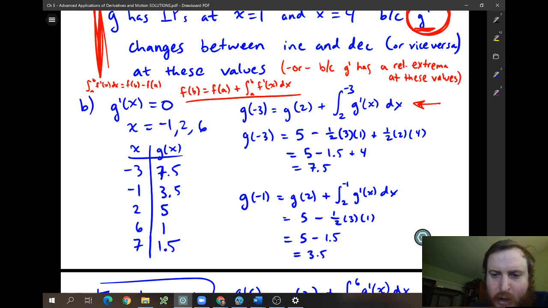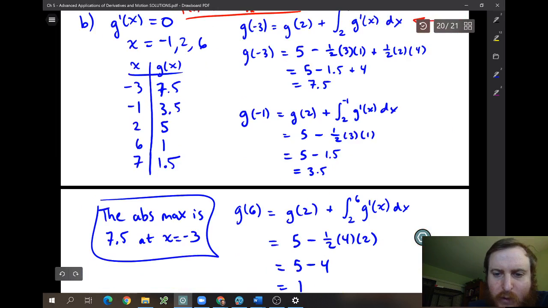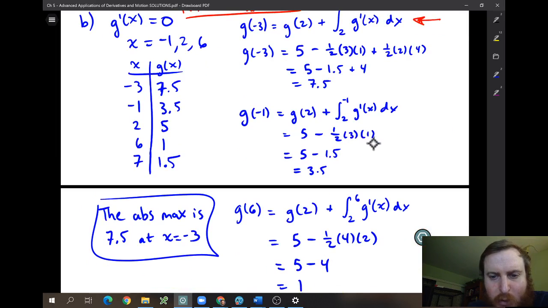So the integral from 2 to -1. From 2 to -1, that's just that triangle. And again, we're going backwards, so it's going to be negative. So 5 minus 1/2 times 3 times 1, we get 3.5. Next, we have 2. We don't have to do an integral here because they gave it to us. It's just 5.